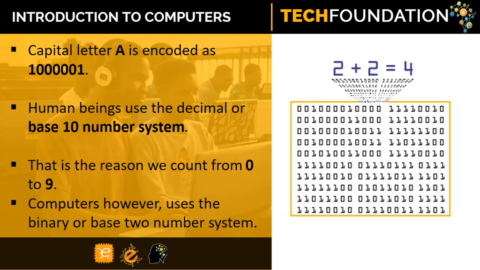For instance, if you take capital letter A, it is encoded as ASCII code 10000001, and this corresponds to 65 in base 10. Human beings use the decimal or base 10 number system. That is the reason we count from 0 up to 9. Computers, however, use the binary or base 2 number system, so the computer counts only zeros and ones.